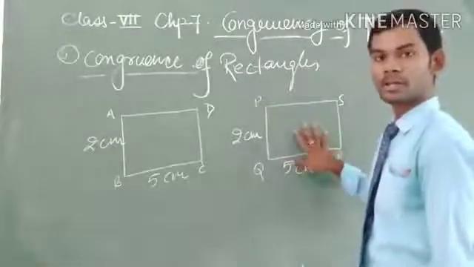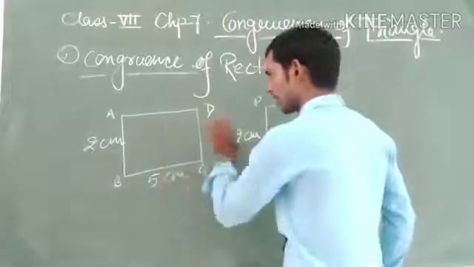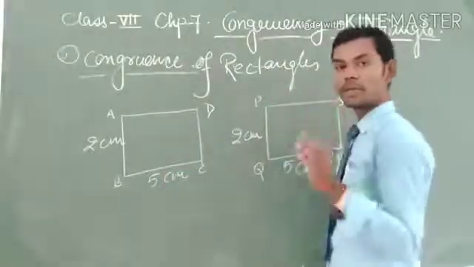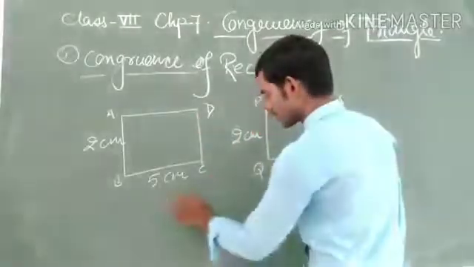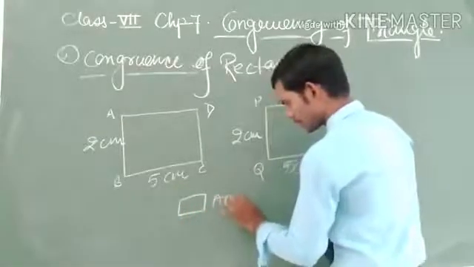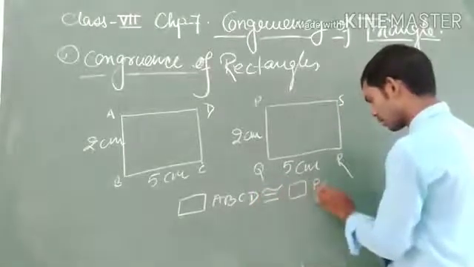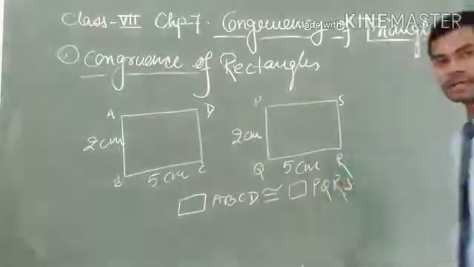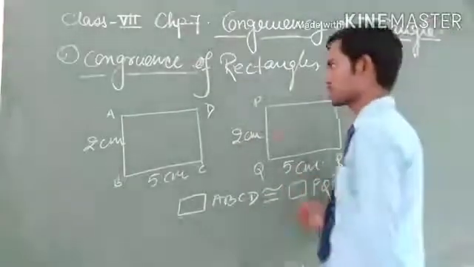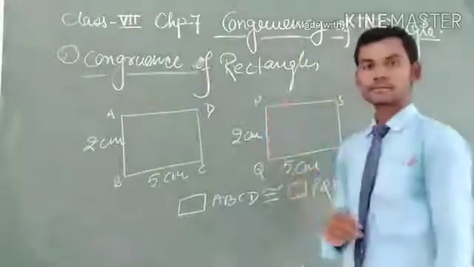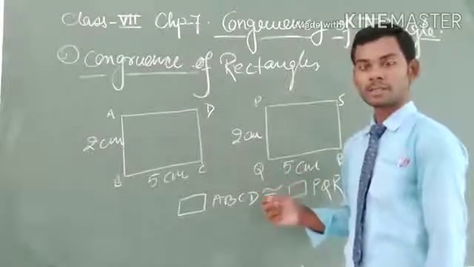If we place the rectangle PQRS on the rectangle ABCD, we see that the rectangle PQRS completely covers the rectangle ABCD. So in this case, the rectangle ABCD is congruent to rectangle PQRS. I hope that the definition of congruence of rectangles is clear. Now let us see one more example from the circle.